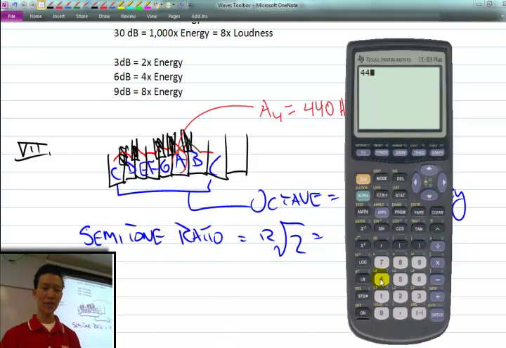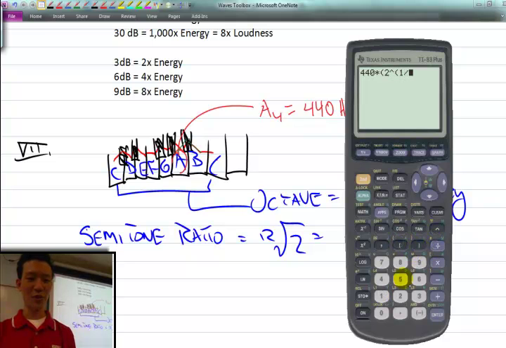So all I got to do is take 440 as an example. If you want to write this down, that's cool. And then you multiply by, what's that magic number? 2 to the what? This is nuts, right? 2 to the 1/12th power. It's the 12th root of 2. Got it? Not square root, 12th root.